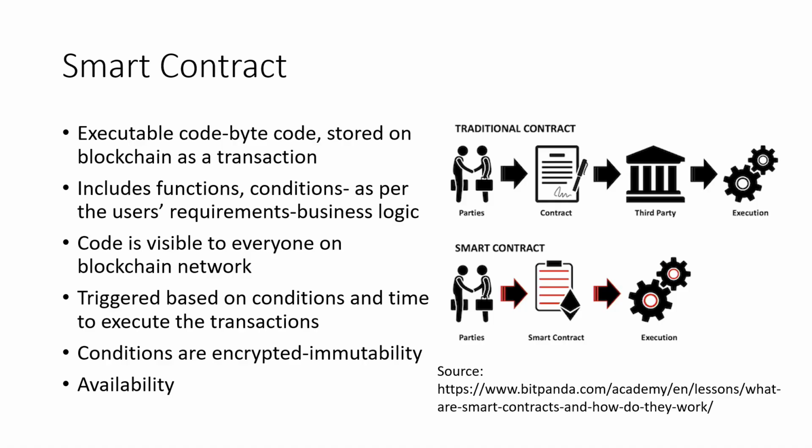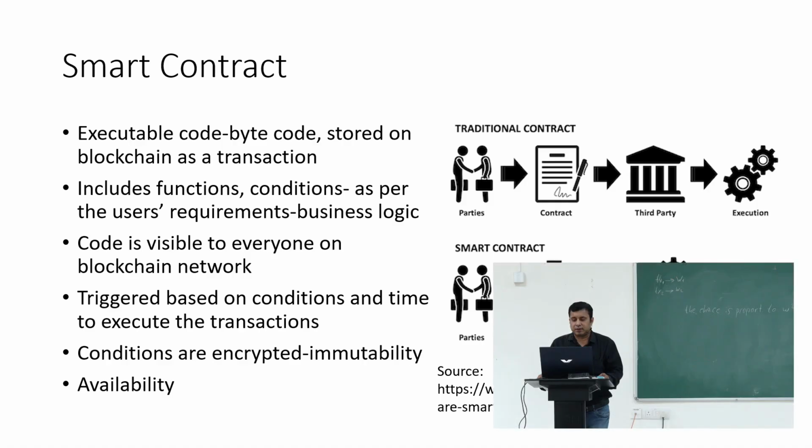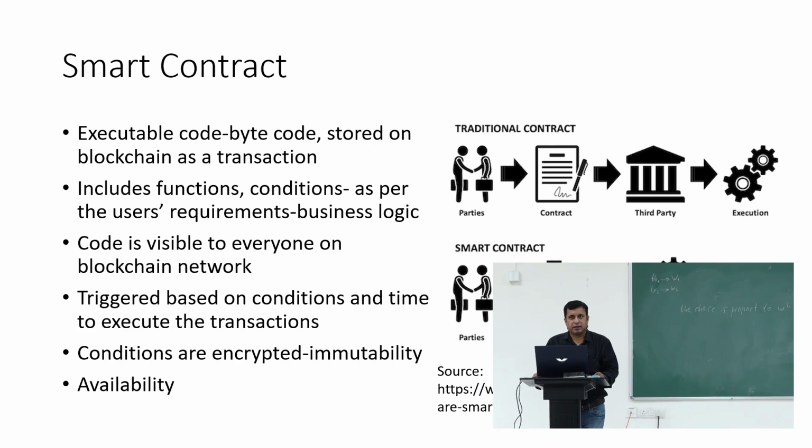There are certain challenges of such a traditional mechanism of writing and executing the contract, because it is a paper-based contract. It is difficult to build trust among the parties. Again, it affects scalability if the number of participants is growing. So here, blockchain-based smart contracts help well. Such smart contracts include functions and conditions. The functions and conditions will be applied as per the user requirement and business logic.